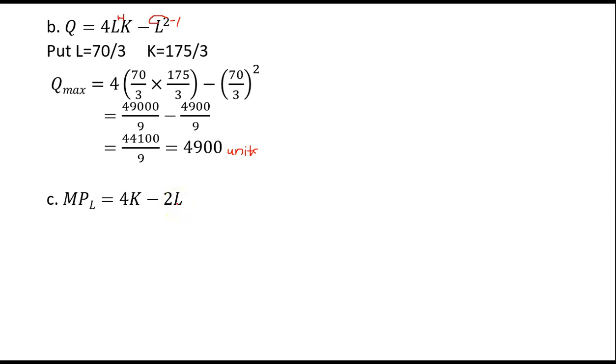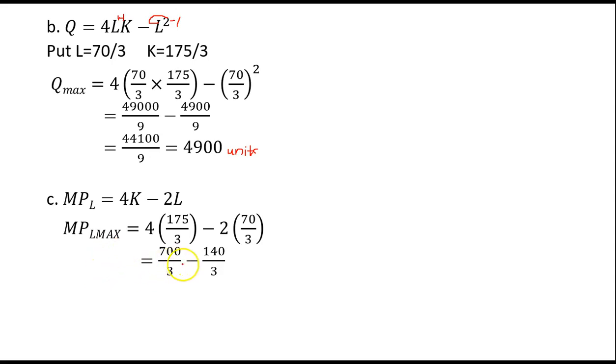So to get the marginal product of labor at the maximum, are you with me? What you are going to do is to substitute the maximum value of K and the maximum value of L into it. So marginal product of labor maximum, have you seen that? So that gives me what? This times this is 700 over 3, and then this gives me 140 over 3. And when you simplify, you get 560 over 3, and it gives you 186.67. So that's the final answer to this. You can write units since it's quantity, it's product. Units.